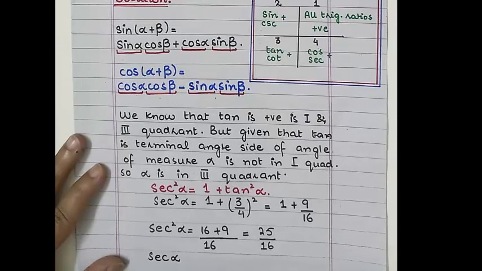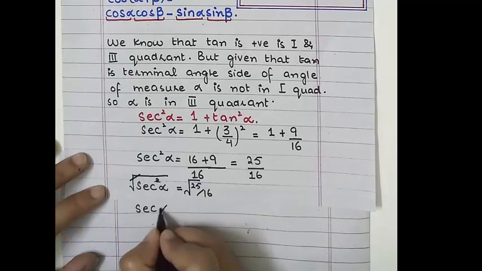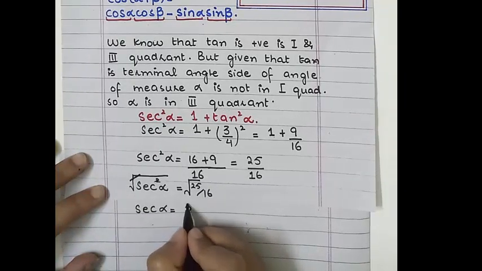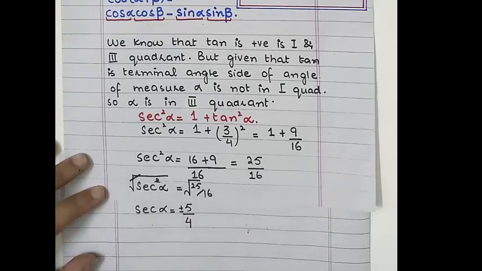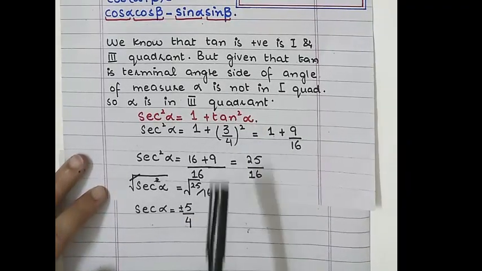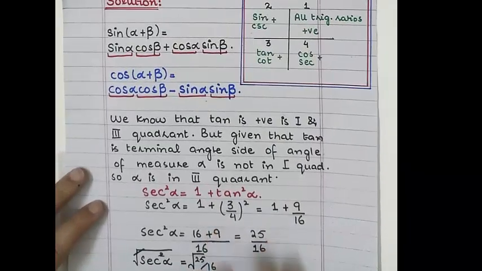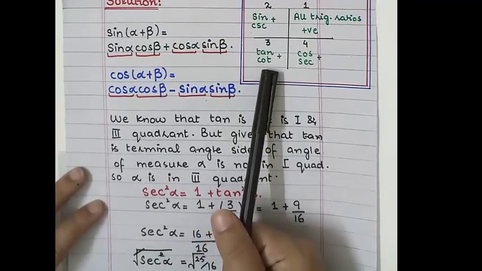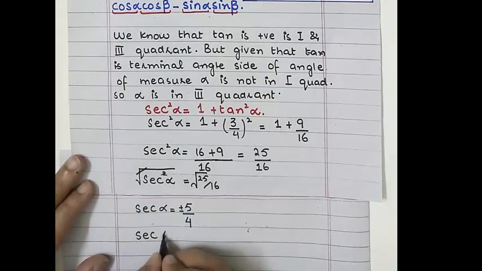So sec alpha is obtained by taking the square root on both sides. The square will cancel out with the square root. We have sec alpha is equal to plus or minus 5 over 4, since tan was in the third quadrant, right? Now the value of secant is negative in the third quadrant, so we will ignore the positive sign and write only the negative sign.